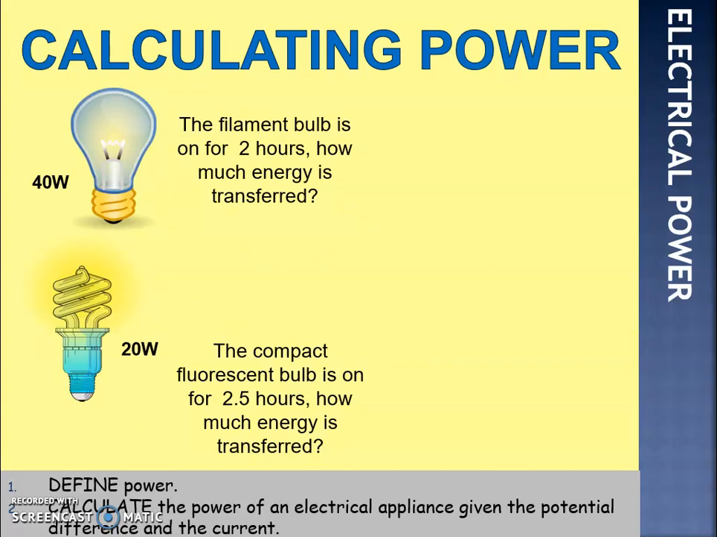Okay. Another question here, I've got 2 light bulbs there, a 40 watt bulb and a 20 watt bulb. 40 watt bulb is left on for 2 hours and the compact fluorescent bulb at 20 watts is left on for 2.5 hours. How much energy is transferred in each case? Pause the video whilst you answer that.